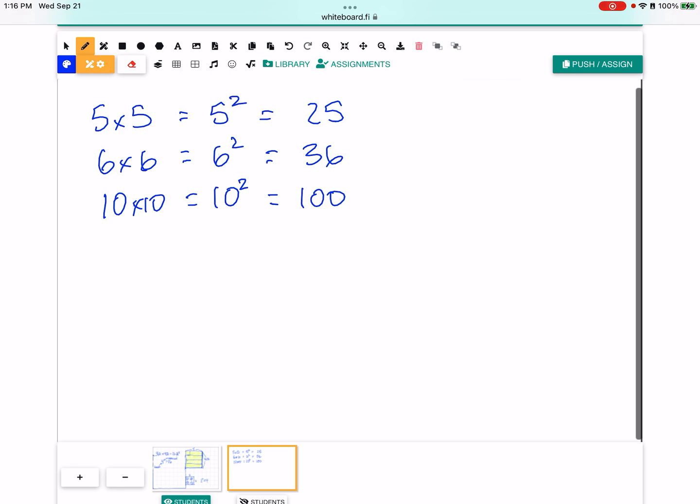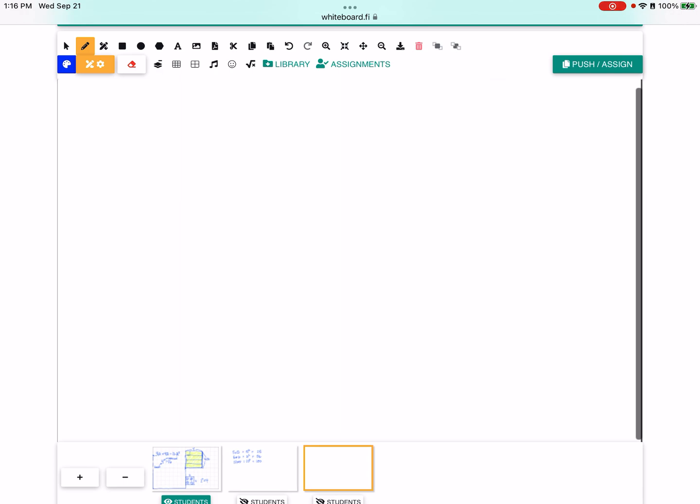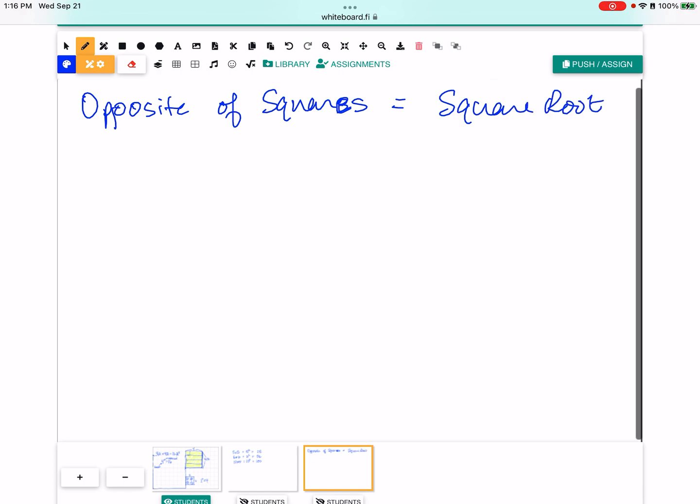So from there, we would take these squares and figure out, is there anything we can do with them? Can we find the opposite? And the answer is absolutely yes, we can find the opposite. And it's called the square root. Okay, so the square root of 100 is 10.